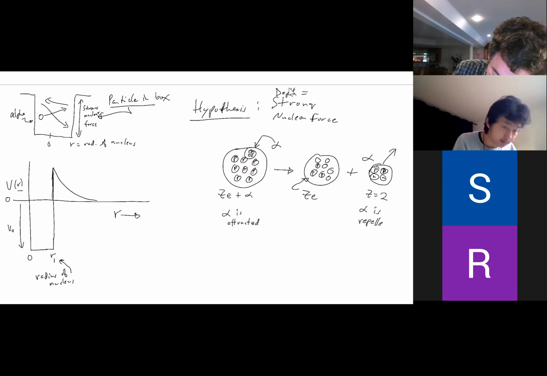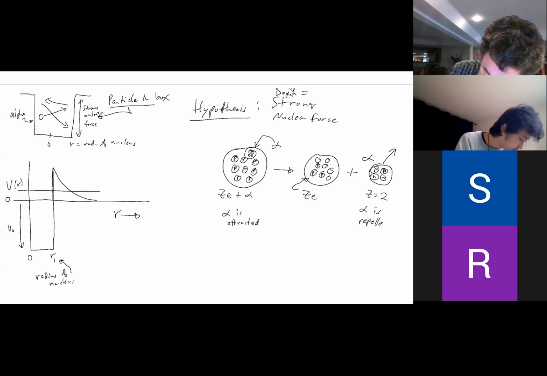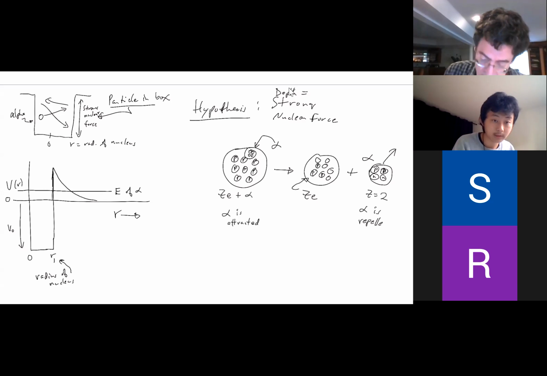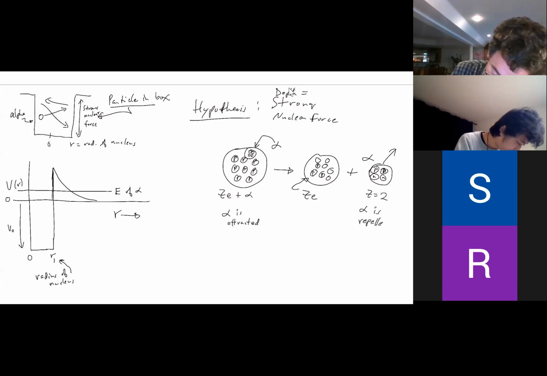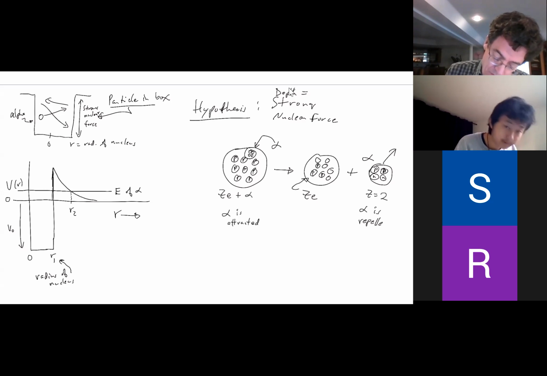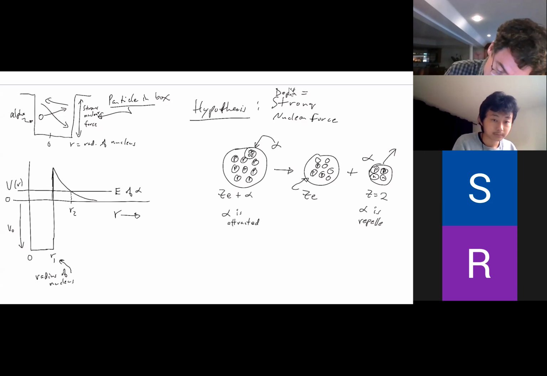And so now let's assume that my particle has some energy, and the energy has to be above 0. So that's the energy of my particle, the energy of the alpha particle. And then let's draw this, let's call this point R2. And so you see that this is the Coulomb potential.